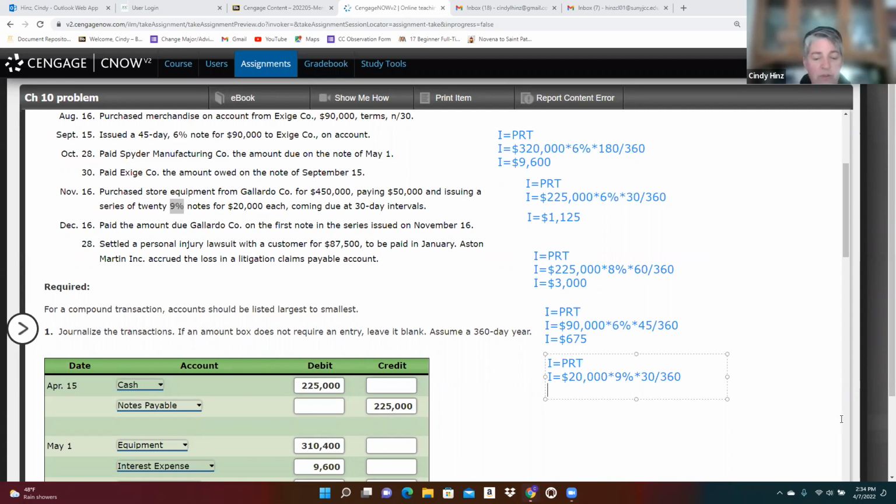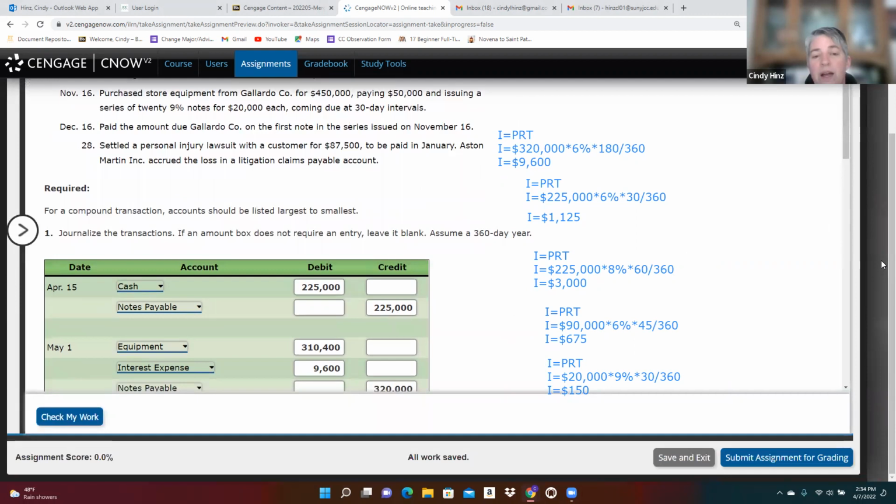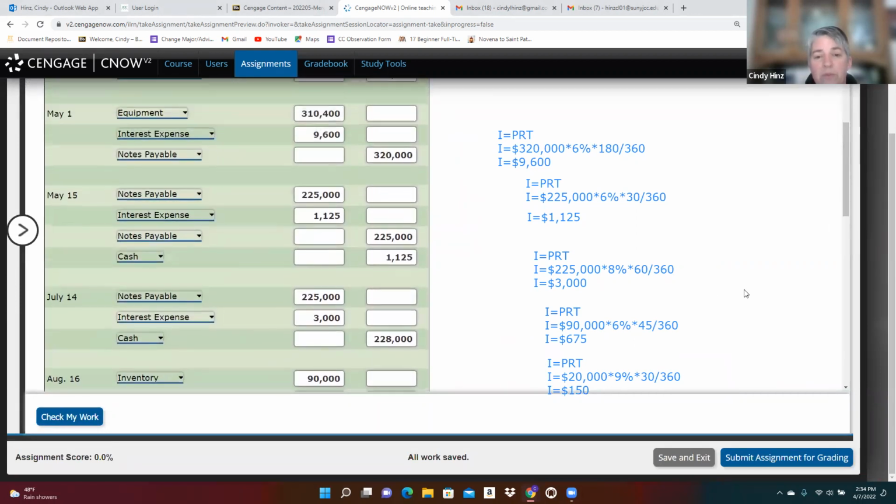So 1 month's worth of interest, let's do this calculation, 20,000 at 9% for 30 days is $150 of interest for the 30 days. Next month, when the second note comes due, we will owe $300 worth of interest because it's 2 months. The next note, it's $450 and then $600. Each successive note, we're going to pay the $20,000 that is the principal or the face value, and each one owes $150 in interest more than the previous one.